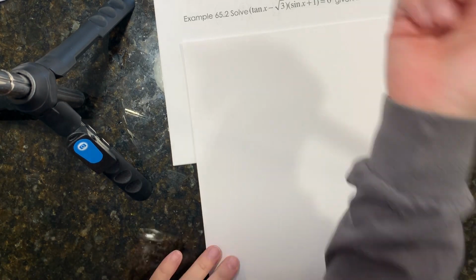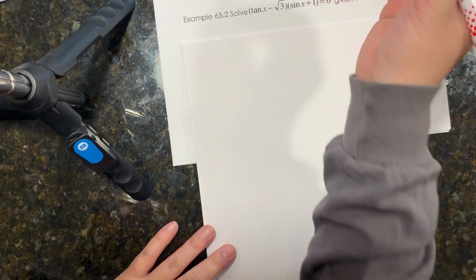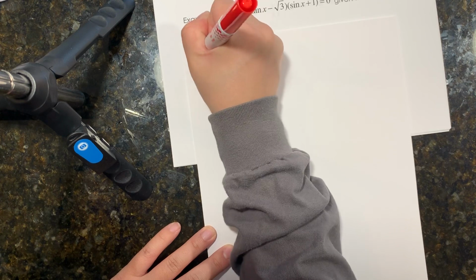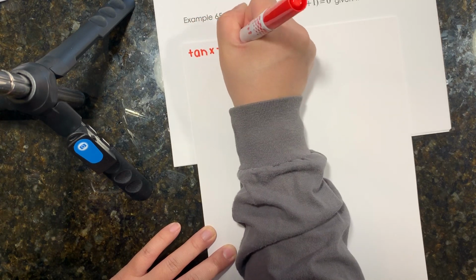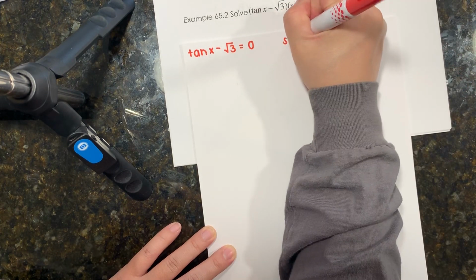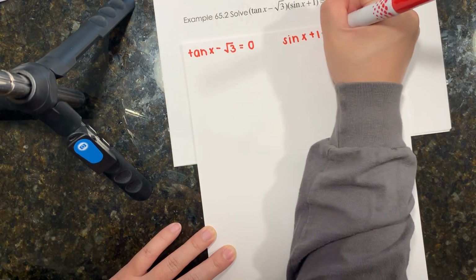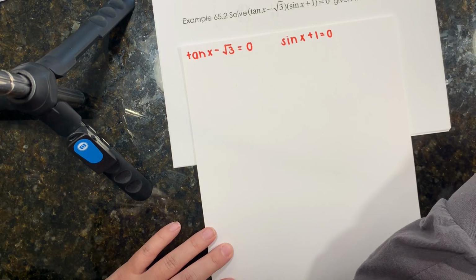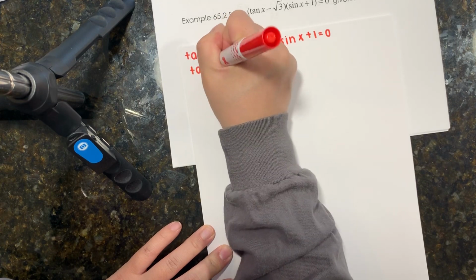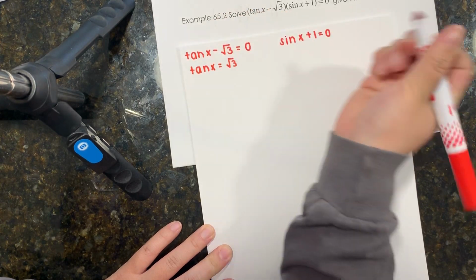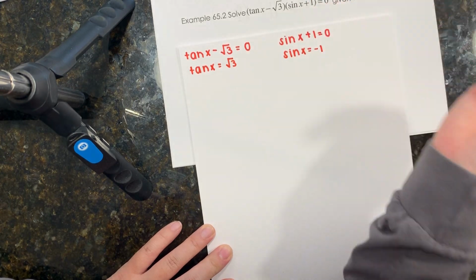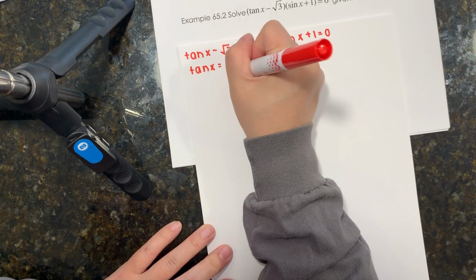So the first thing that we're going to do is this is already factored for us. So what we're going to do is we're going to set each of these equal to 0. So I have tangent x minus root 3 equals 0. I'm separating them into two separate equations. And sine x plus 1 is equal to 0. Now I'm going to move the root 3 to the other side. So I have tangent x equals root 3. And then sine x equals negative 1. Now I can always put my numerator over 1.